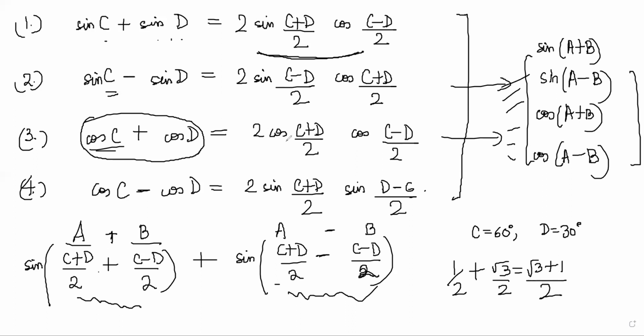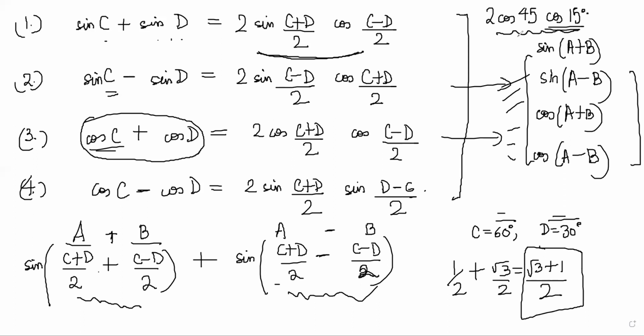Let's find out the right hand side. Now notice that 60 plus 30 is 90 and 90 by 2 is 45. So right hand side is coming 2 cos 45 into cos (C minus D)/2. 60 minus 30, 30 by 2, so cos 15. Now this cos 15 could have been a problem, but we know that we can do it: 45 minus 30. So remember this value is my LHS, (root 3 plus 1)/2. Let's do this calculation on the next page.